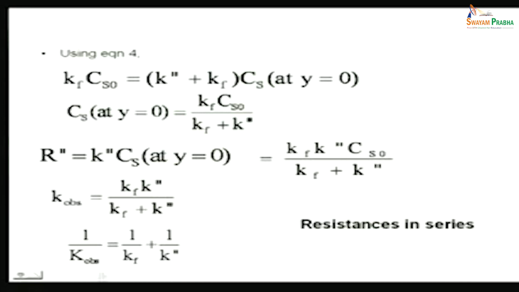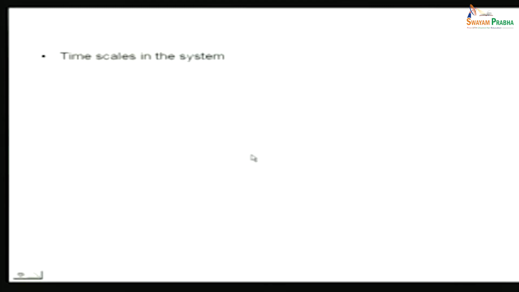So, this is what we find, that 1 over k observed is 1 over kf plus 1 over k double prime, and therefore, the total resistance is summation of the reactive resistance and the mass transfer resistance. Okay. So, just after having done all this, let us have a quick look at the time scales that are there in the process. What did we do in the last class? Last class we did the time scales that are there in the system. What were the two time scales? The time scales of diffusion and the time scales of reaction, right?